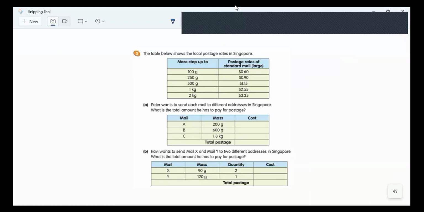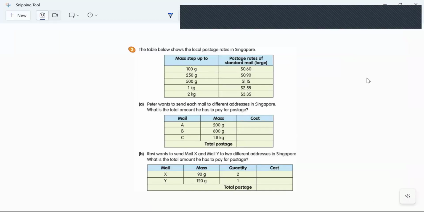So I can fill it easily. My personal preference is to draw a range, so it's clearer to see, because I can have 0 to 100 grams, then 100 to 250 grams. I'm not drawing equal divisions, just a rough range. Then I have 1 kilogram and then 2 kilograms. So in this range I could see the rates go from 60 cents all the way to $3.35.